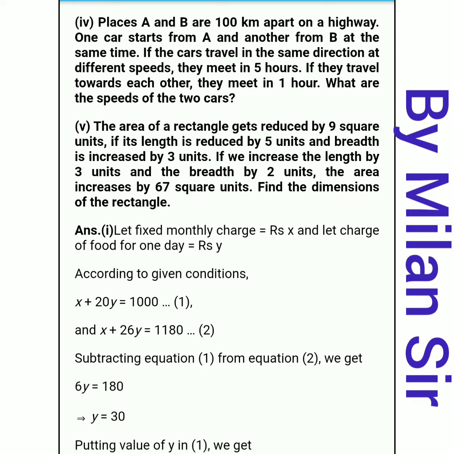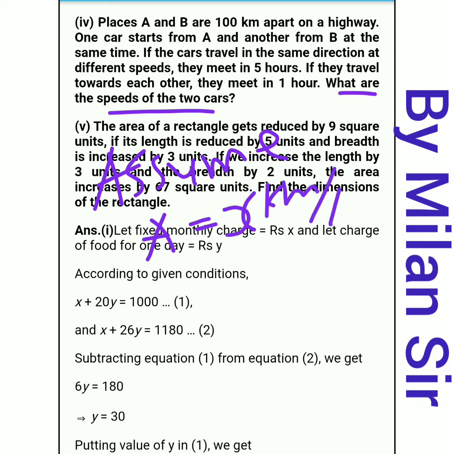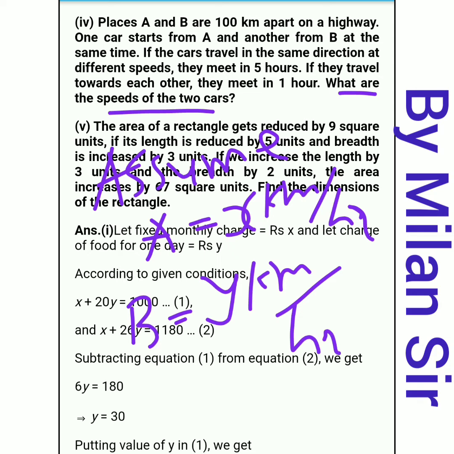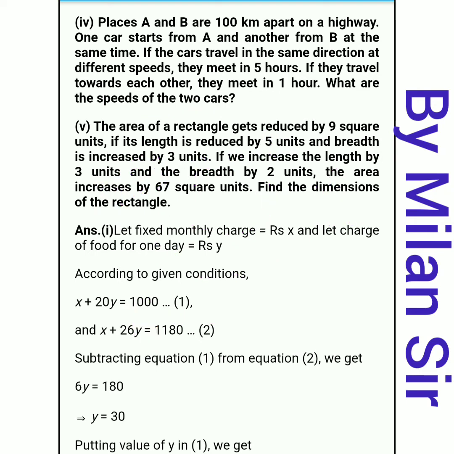So here two things we have, that is the speed of car A and the speed of car B. So we need to assume our two variables. Assume the speed of car A is x kilometer per hour and the speed of car B is y kilometer per hour. Then we need to form our two equations.